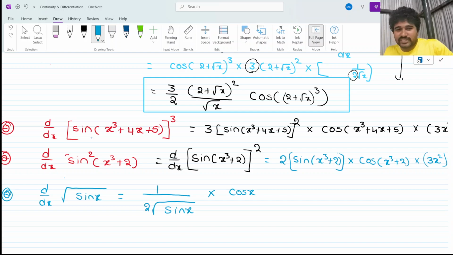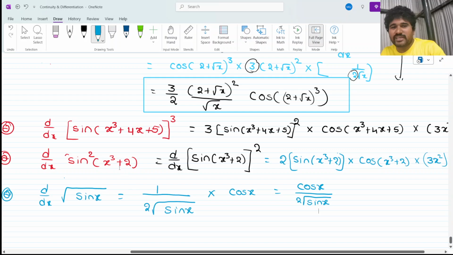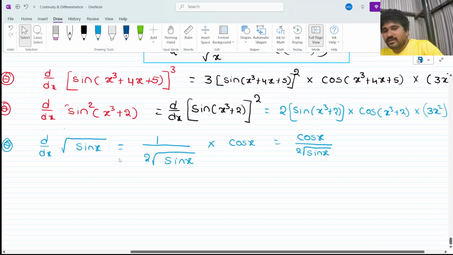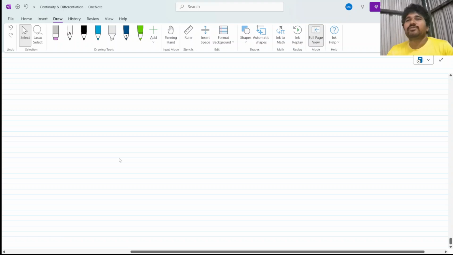Is that clear for everybody? Understand? So what is the final answer you will write? Cos x by 2 root of sine x. Is that clear for everybody? Any confusion? Sure? Perfectly clear, right? So this formula is clear. Second formula done. Now the third formula we will see.